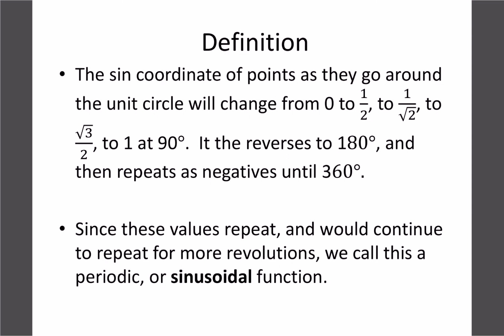So we'll start with just the sine coordinate. We know the values go from 0 to 1/2 to 1 over root 2 to root 3 over 2 up to 1, and then back down to 0, to negative 1, back up to 0 again. So we get these repetitions going around and around, and we call this a periodic function or a sinusoidal. So you can see where the word sine comes from. That's part of a sine graph.